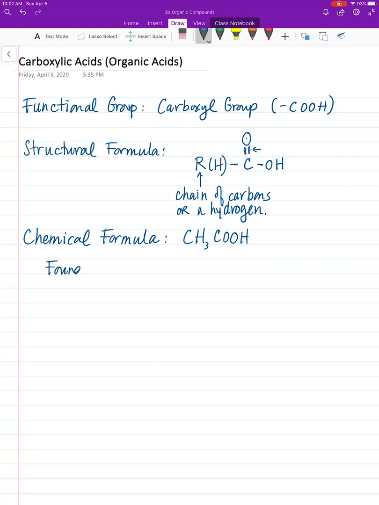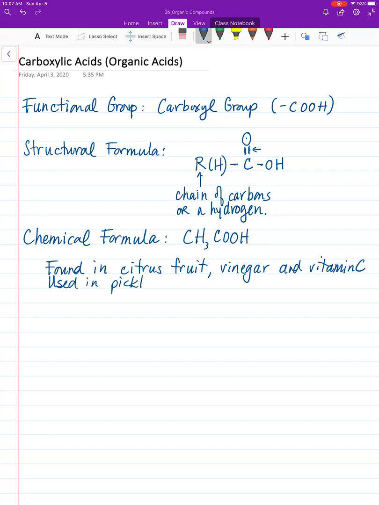So these are found in citrus fruit. We also use it in vinegar and vitamin C. Okay. We also use it in pickling. So that would be our vinegar. Okay. And they will have all the same properties.